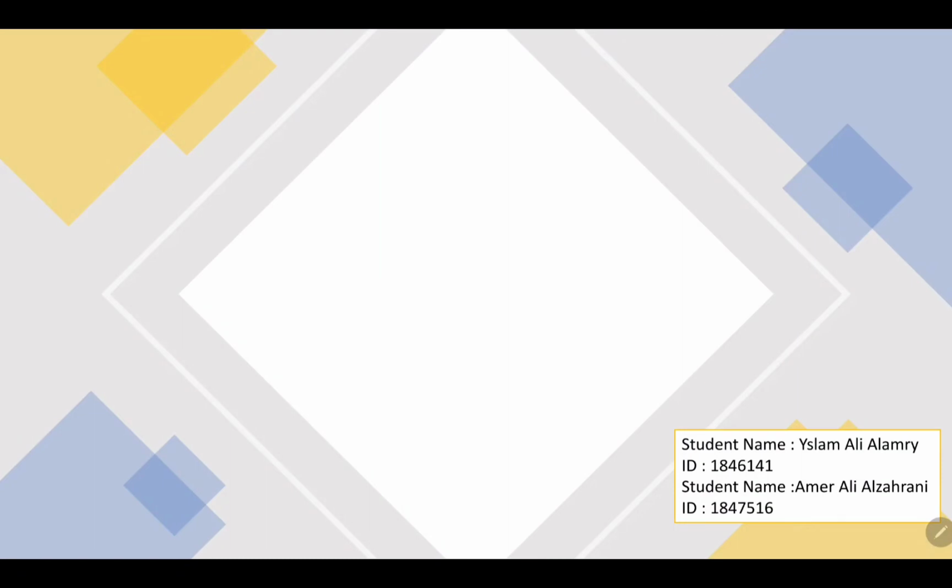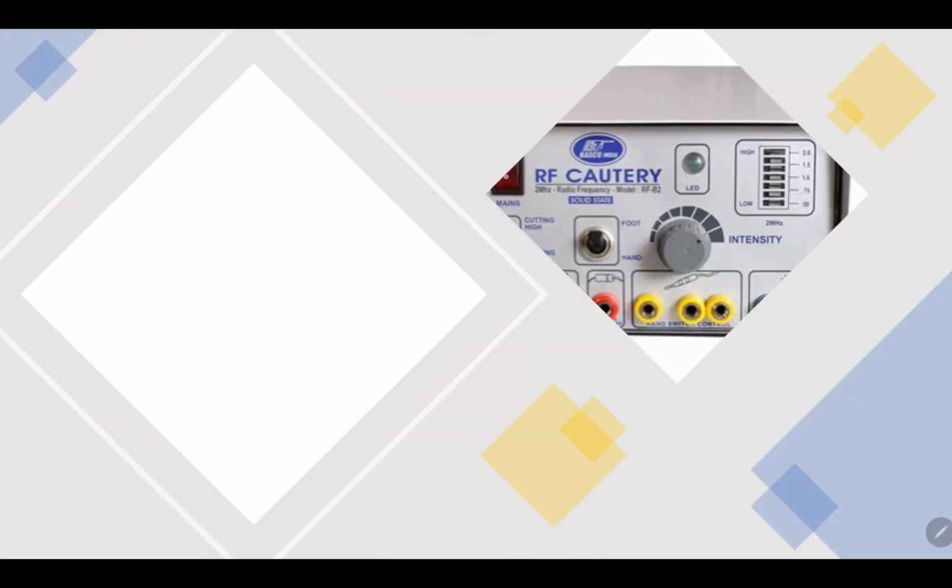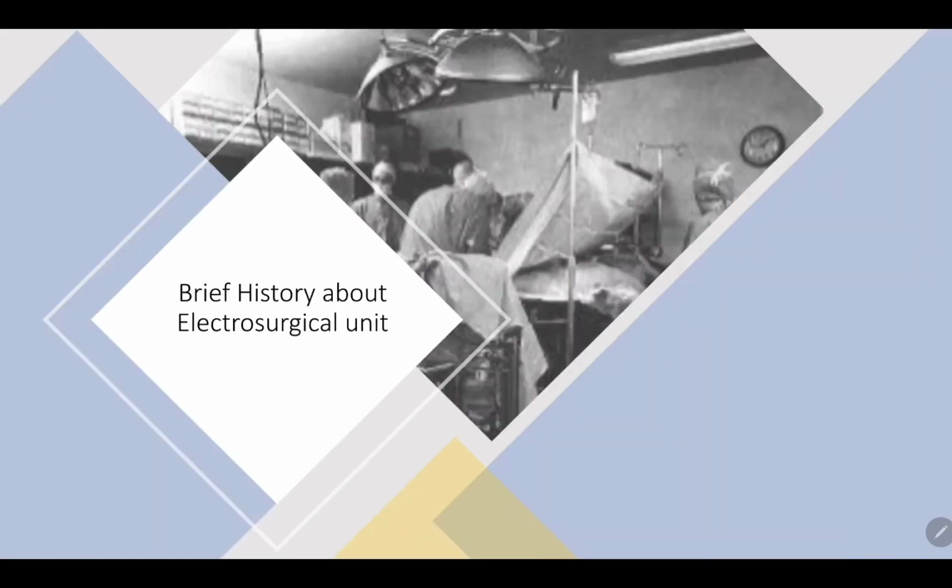Today, me and my friend Yslam will present about high frequency surgery, the electrosurgical unit. First, what is an electrosurgical unit? A high frequency electrosurgical unit is a medical device that uses the concentrated heat caused by high frequency current, which works in regional biological tissue to vibrate or press tissue or tissue components to achieve the purpose of a medical operation, such as coagulation or cutting. In the next slide, a brief history about the electrosurgical unit.